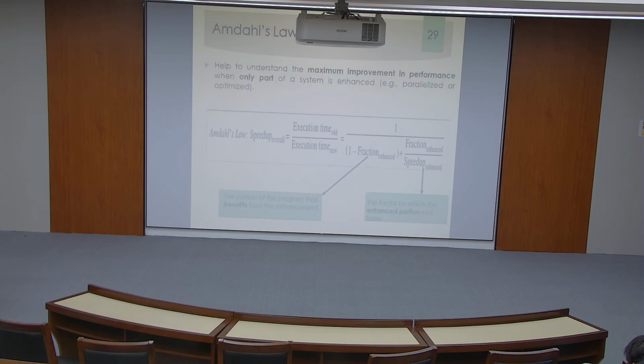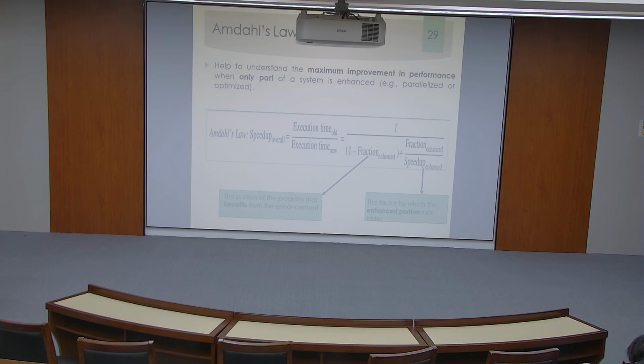All right, now we have Amdahl's law, which helps us to understand the maximum improvement in performance when only a part of the system is enhanced. The speedup equals the execution time for the old system divided by the execution time for the new system, which equals 1 divided by (1 minus f) plus f divided by speedup enhanced, that is the factor by which the enhancement is made faster.